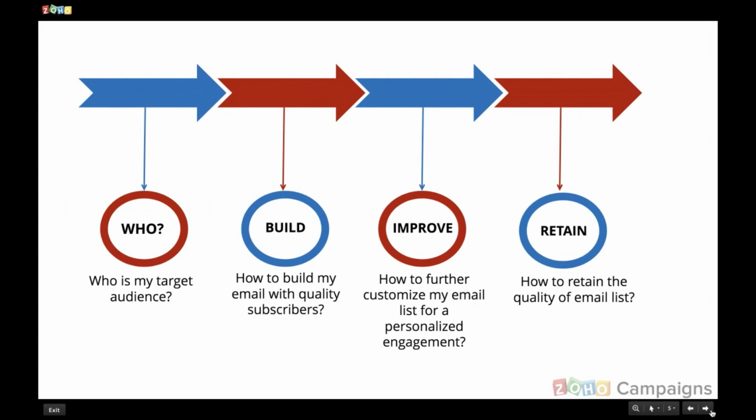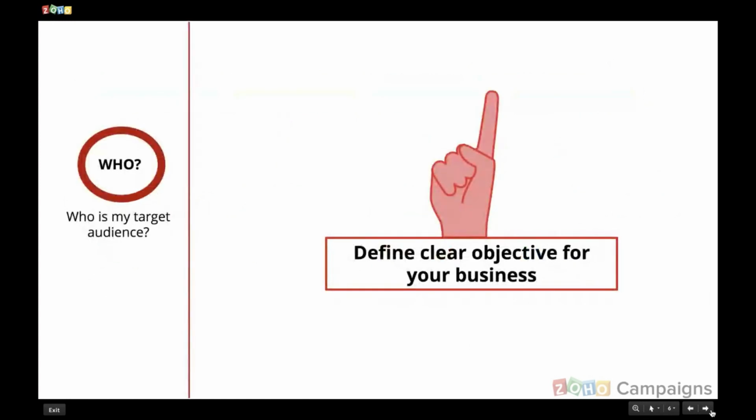So with this clear objective, with this clear understanding of each and every step, we will begin our webinar by taking the first step, which is to identify your target audience. To identify your target audience, you have to define a clear objective for your business. Every one of you here will have a business objective, right? Everyone's business objective will be different from each other.